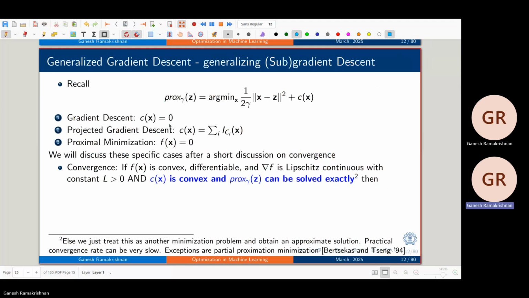So the convergence result is as follows. If f of x is convex, differentiable, and the gradient of f is Lipschitz continuous with constant L, and c of x is convex, you don't even need c to be Lipschitz continuous. But there is an assumption: prox gamma c can be solved exactly, like we did for ISTA.